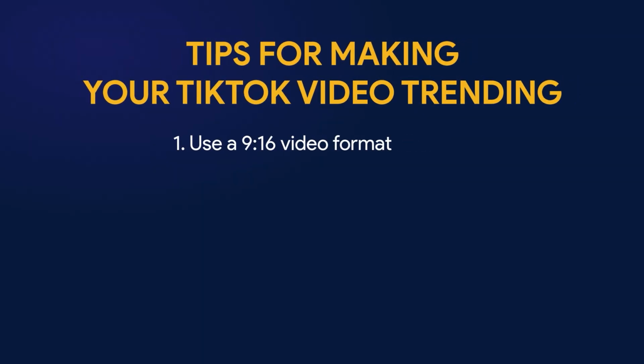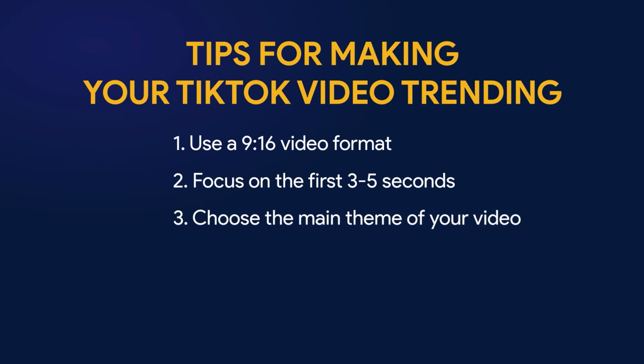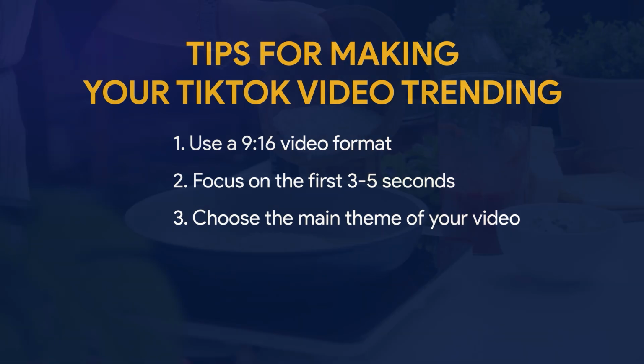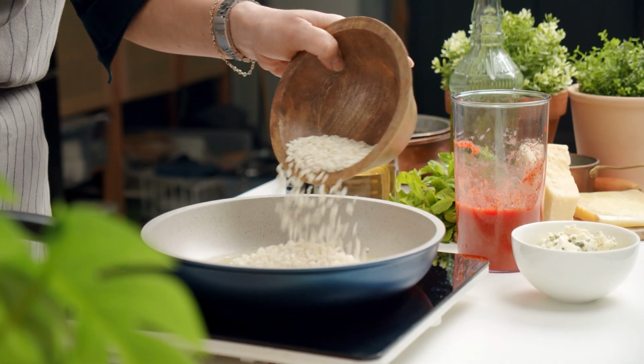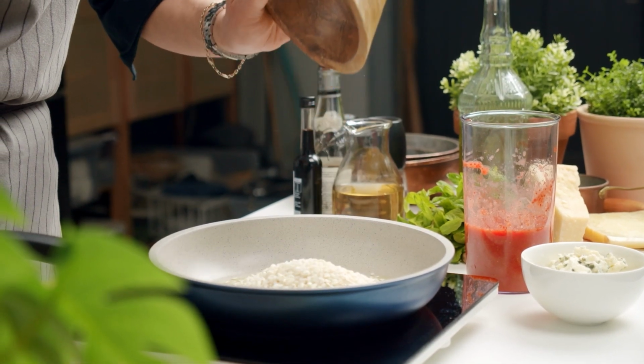First is use the 9:16 video format instead of horizontal videos to fit TikTok's display format. The second is focus on the first 3 to 5 seconds of the video to stimulate viewers' curiosity. Thirdly, is choose a main topic for each channel, and do not post unrelated topics on the same channel. For example, if your channel is about food, only post content related to food, not content about technology or fashion.